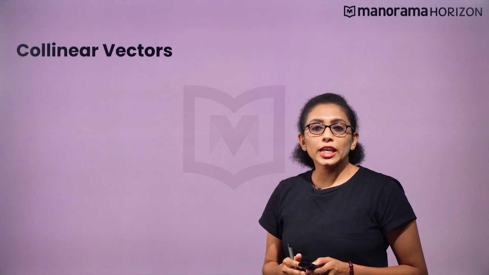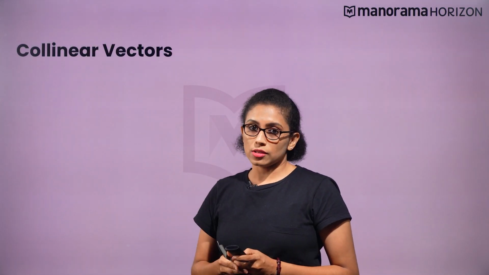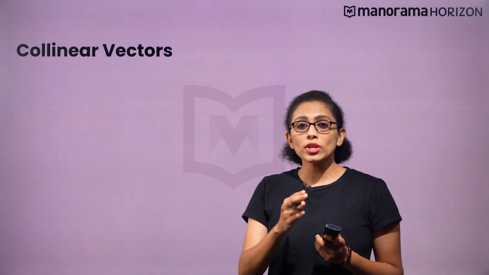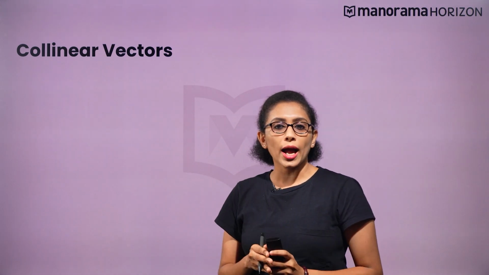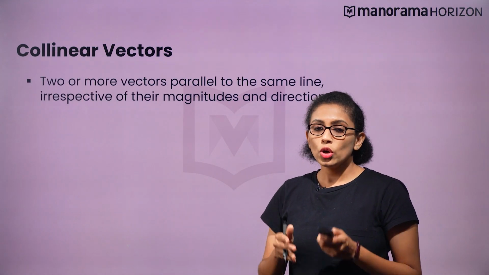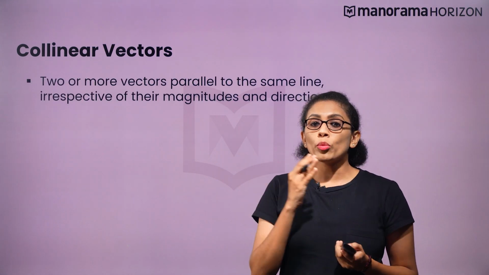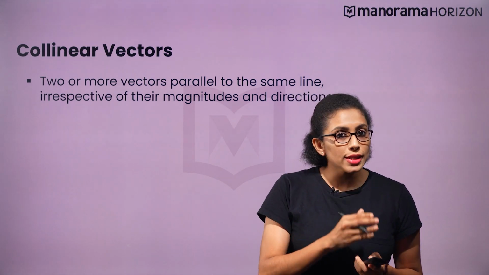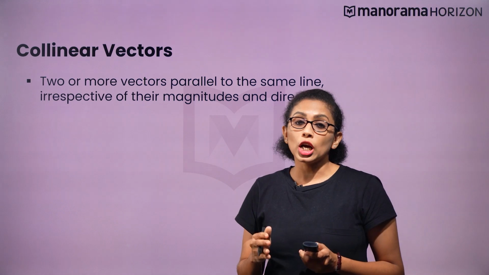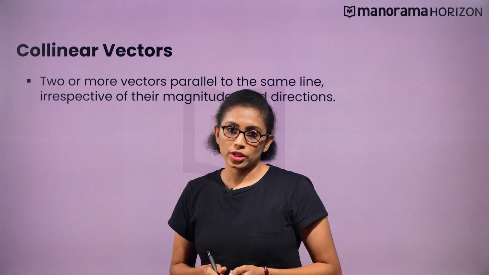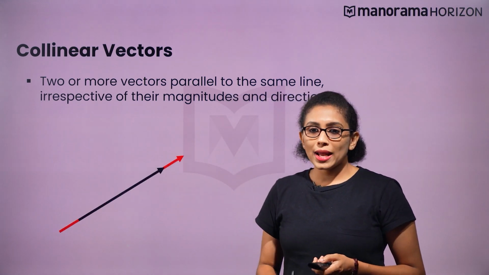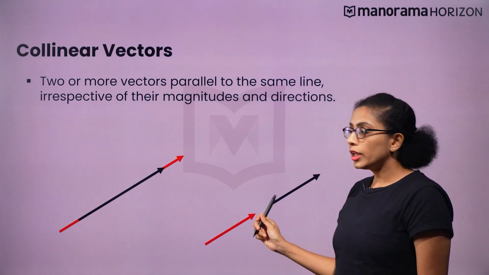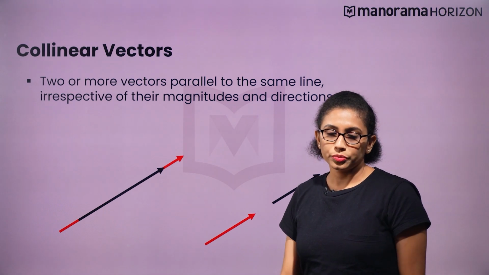Now let us see what are collinear vectors. We are familiar with the term collinear. What is that? If points are lying in the same straight line, they are collinear. So, what are collinear vectors? Two or more vectors are said to be collinear if they are parallel to the same line irrespective of their magnitudes and directions. Here are some examples. This is one example and this is also a collinear vector.